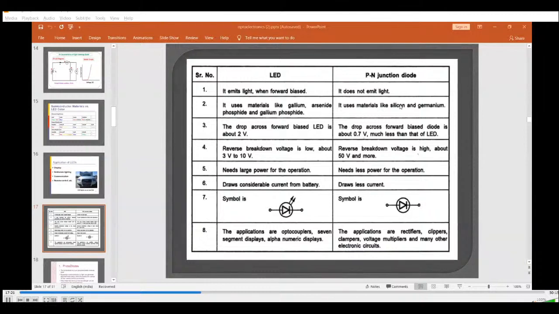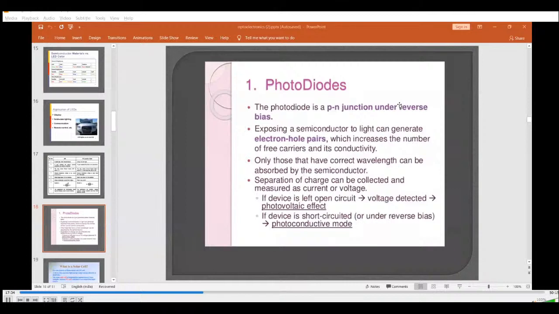So this can also be considered as a small short answer question. The first short answer is radiative and non-radiative recombinations. If not, they may also ask you this, LED or PN junction diode. Got it now? Now coming to the next part of this unit, that is photodiodes.